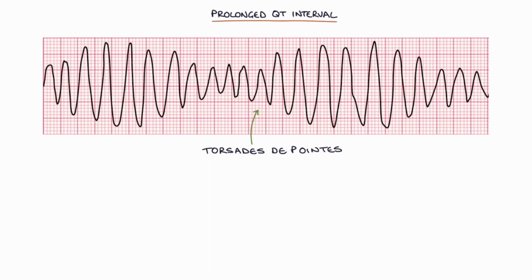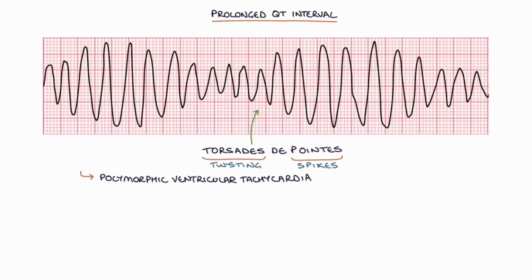Torsade de pointes is a type of polymorphic ventricular tachycardia. It translates from French as twisting of the spikes, describing the ECG characteristics. On an ECG, it looks like standard ventricular tachycardia, but with the appearance that the QRS complex is twisting around the baseline. The height of the QRS complexes gets progressively smaller, then larger, then smaller, and so on.